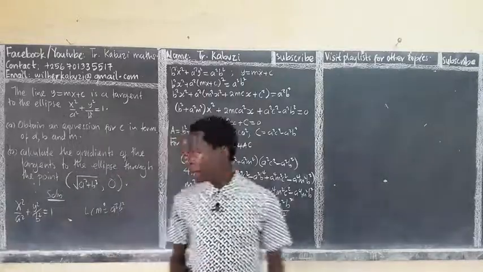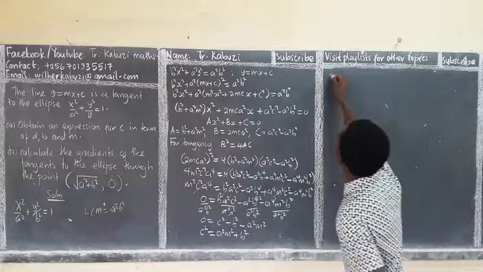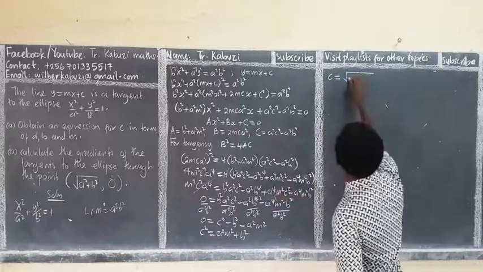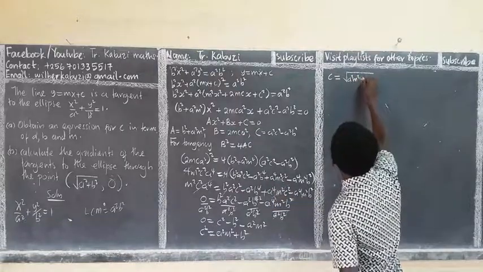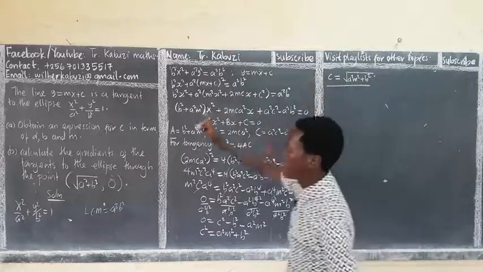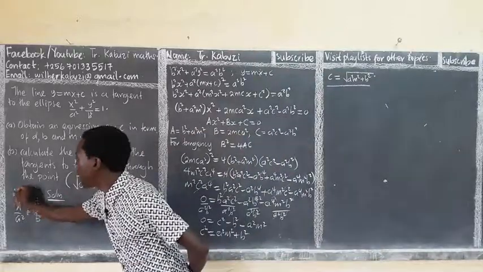So now we get a square root there. So if I get a square root, my c will be the square root of a squared m squared plus b squared, and that was how we had to handle our part A.